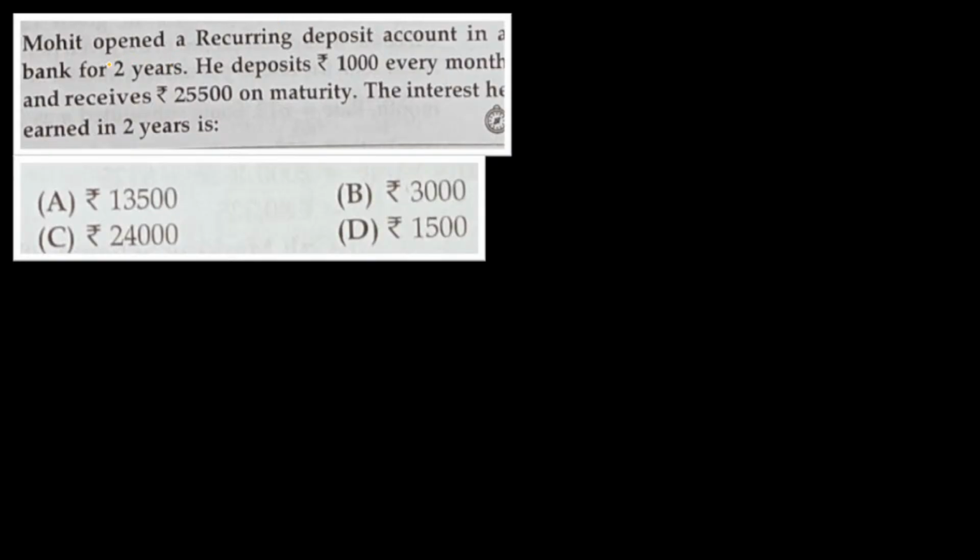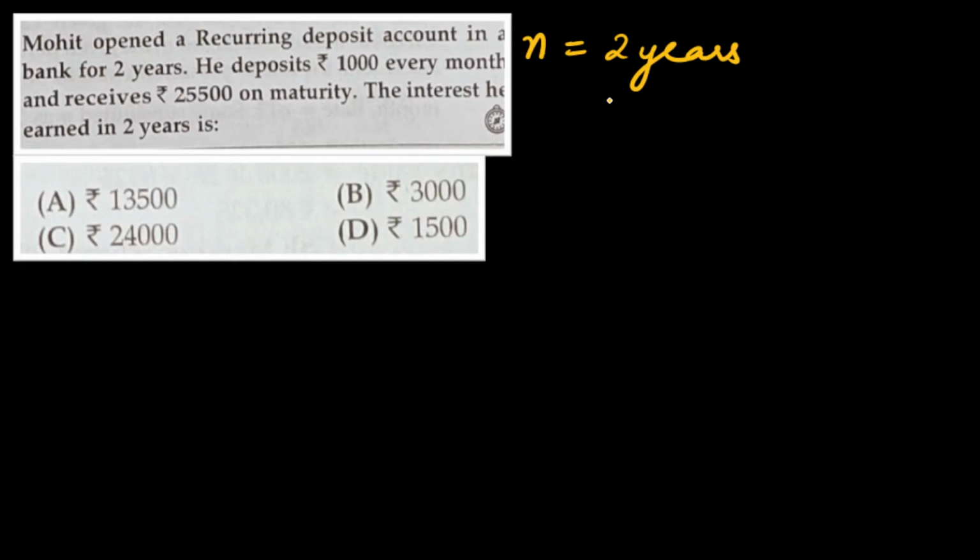Question number 2. Mohit opened a recurring deposit account in a bank for 2 years. He deposits rupees 1000 every month and receives 25,500 on maturity. Find the interest earned in 2 years. So it is the same type of question as the previous one. What is given to us? Time is given to us, 2 years. But I have already told you, in these questions time is always in months.